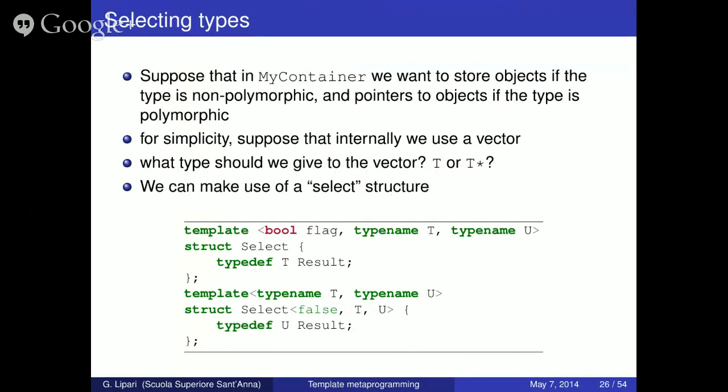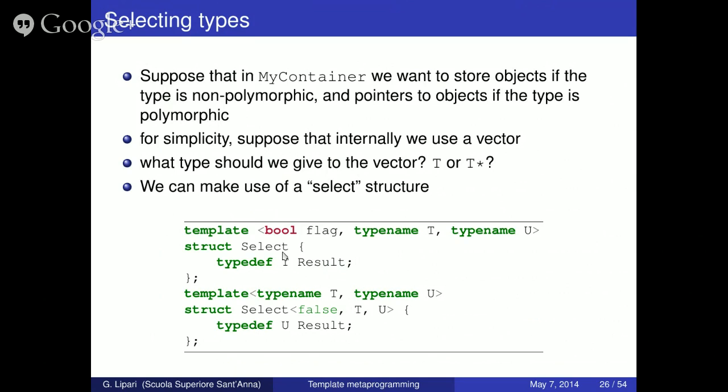So we have again my container. I'm going to pass objects. What I'm going to store in the container is either the objects, or the pointer to the object. Now suppose that internally you use a vector. What type should this vector contain? T or T star? Well, it depends on whether the type is polymorphic or not. So we make use of a select structure.